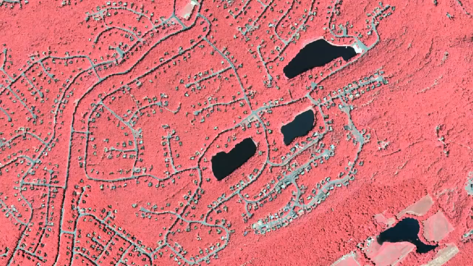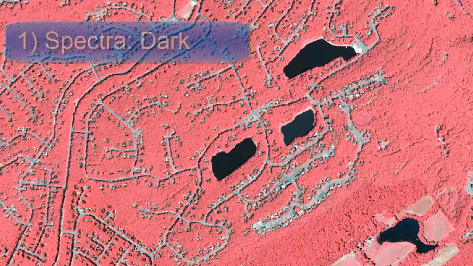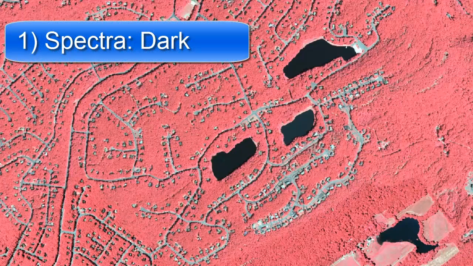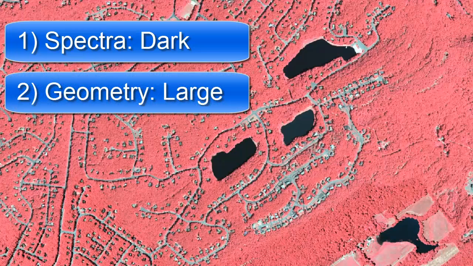For the example, we're going to extract water features from 4-band aerial imagery. This is high-resolution 1-meter aerial imagery. As you can see here, the water features are fairly distinct. And prior to building the rule set, we want to think what makes these water features stand out. Well, first of all, their spectral characteristics are that they're very dark. Second of all, their geometric characteristics are that they're quite large compared to other features in the scene.